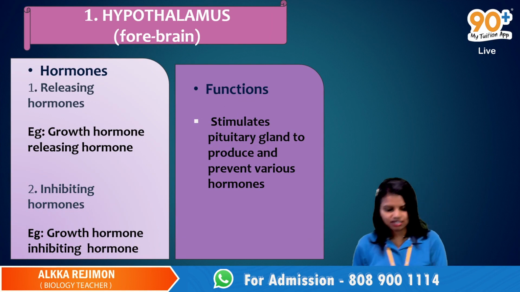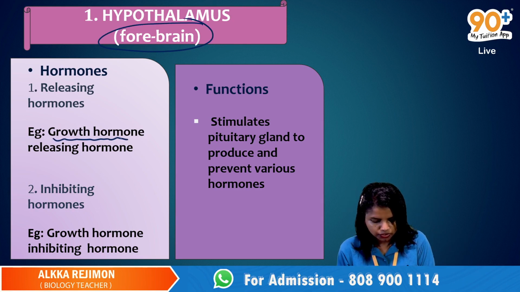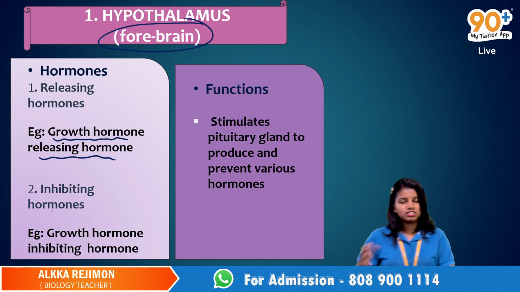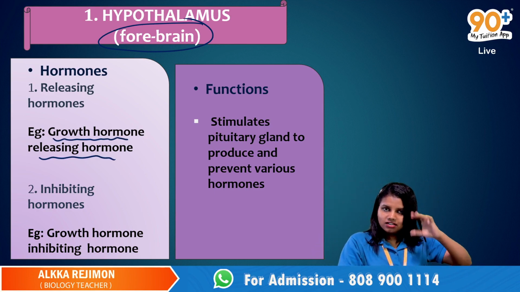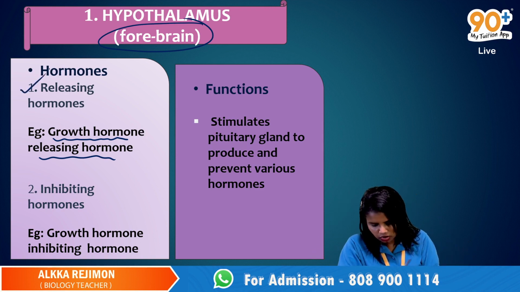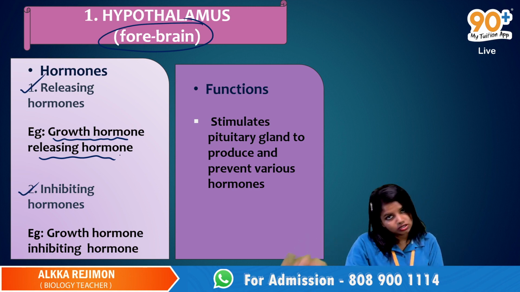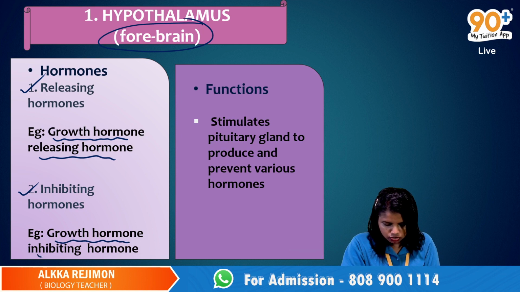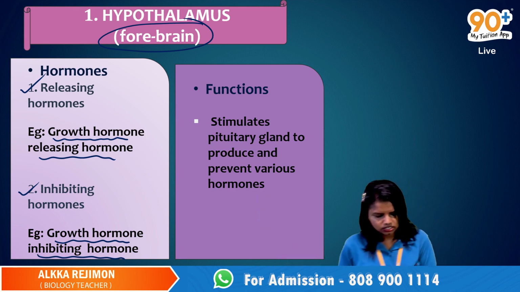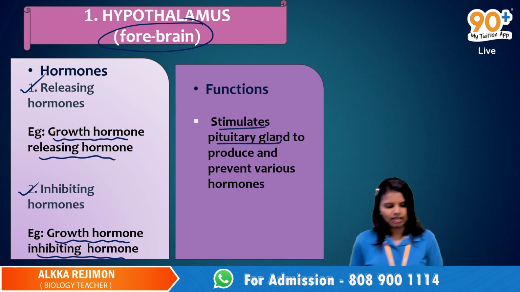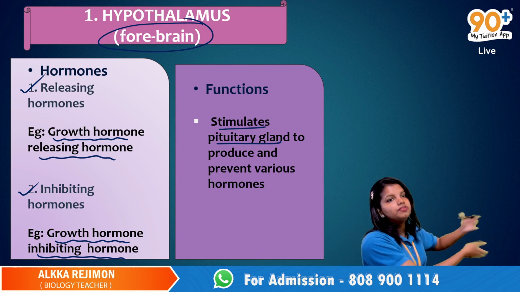The hypothalamus is a gland which is seen in the forebrain region, and it is related to the releasing of growth hormone releasing hormone, which is a primary example of a releasing hormone. So the hypothalamus can release two types of hormones. One is a releasing hormone and the other one is an inhibiting hormone. An example of a releasing hormone is growth hormone releasing hormone, and an inhibiting hormone is growth hormone inhibiting hormone. The major function of these hormones is to stimulate the pituitary in order to produce further hormones.